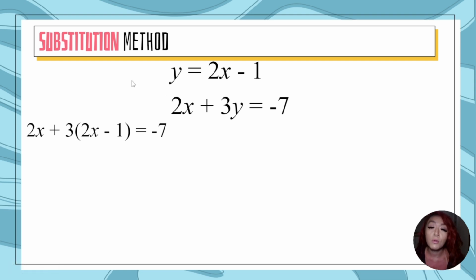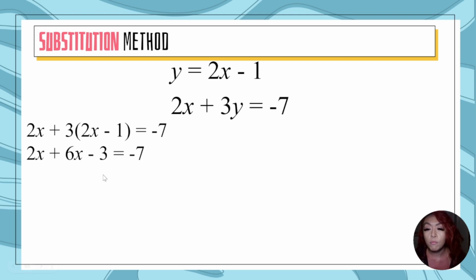Substituting for y, we get 2x plus 3 times the difference of 2x and 1 equals negative 7. Since the first equation was solved for y, we just took 2x minus 1 and substituted it for y in the second equation. This way, now we're only dealing with the variable x, and we can solve for x first and then find y after.